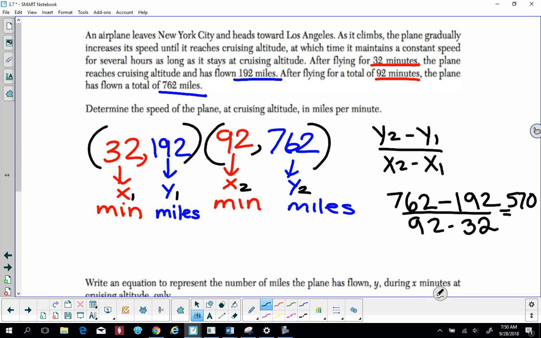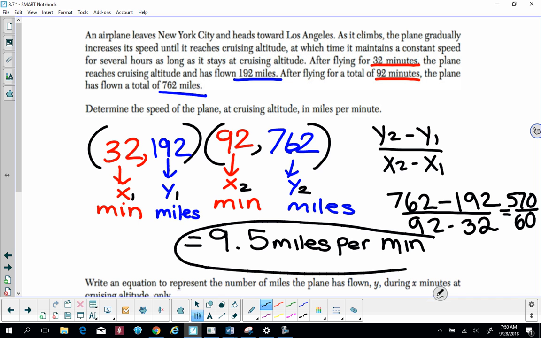570 over 60. Beautiful. Then divide that into your calculator and see what you get. What do you end up getting? Yeah, 19 over 2, and then when you actually divide it, they want this one as a decimal, which is just 9.5 when you divide 19 by 2. So it's 9.5 miles per minute. That means the plane is going 9.5 miles per minute. So that's the slope.